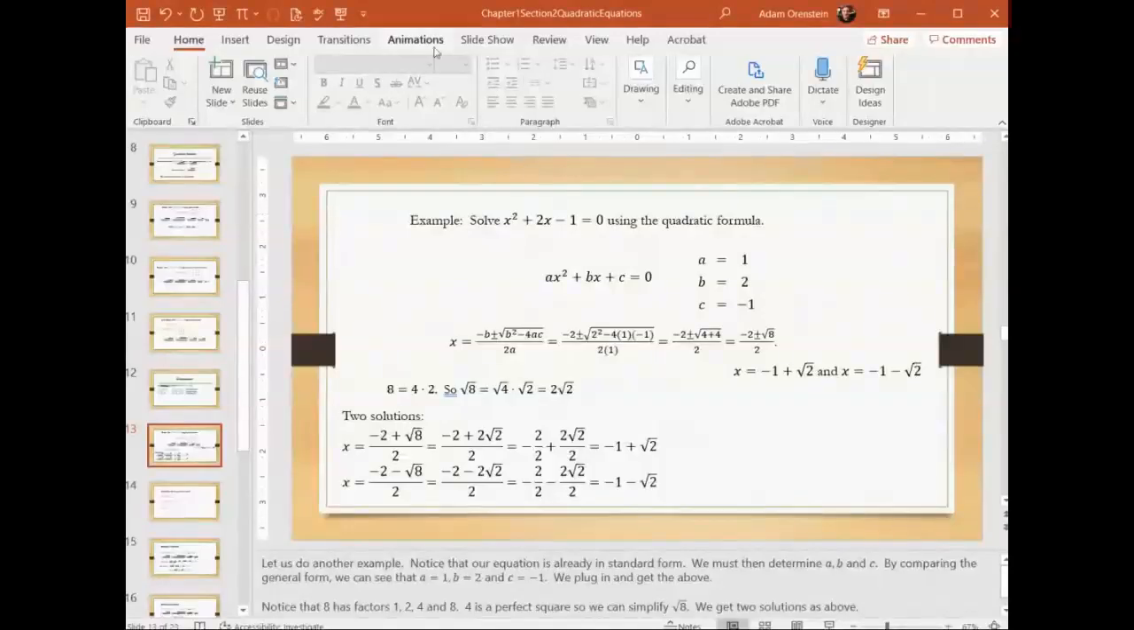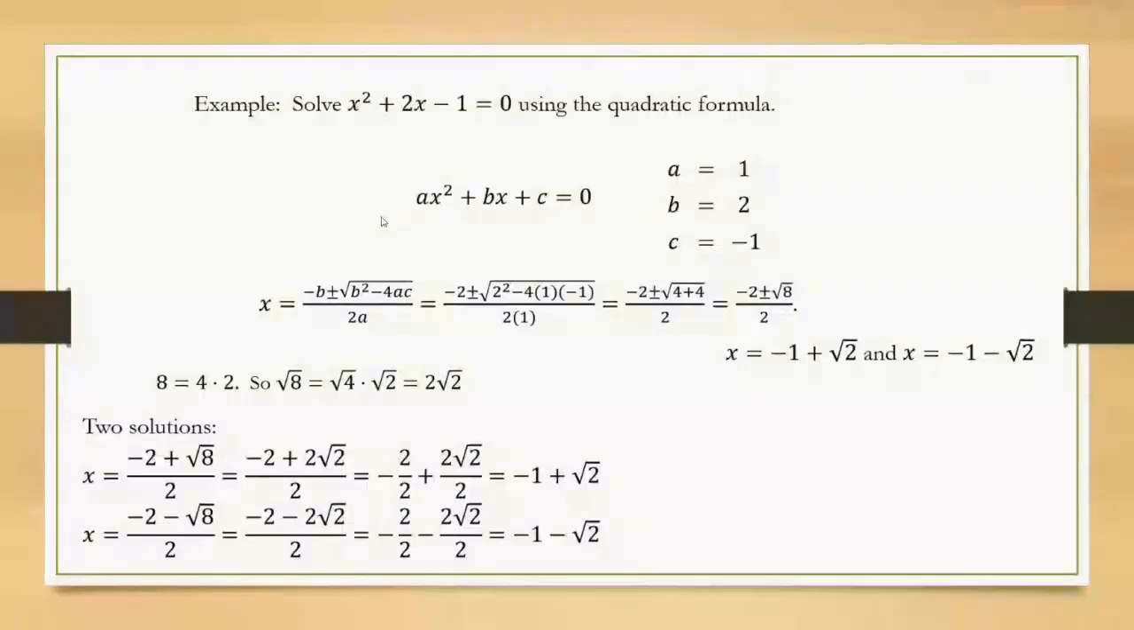Okay. So that becomes 2 square root of 2. So what are the two solutions then? Well, one solution is this, negative 2 plus radical 8 over 2. But by this calculation, we get this.